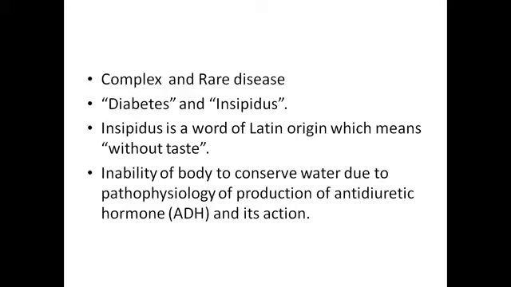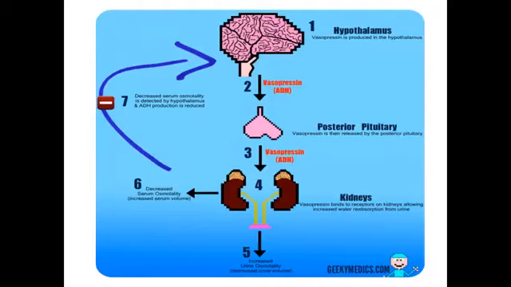So antidiuretic hormone, we can understand from the name that it is the hormone which prevents excessive urination. So that's the hormone, and if there is some problem in the production of this hormone or its activity, this can lead to diabetes insipidus.